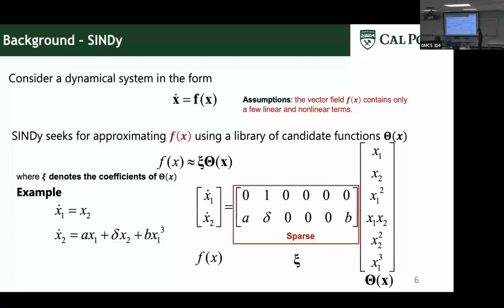One example here is the classical Duffing oscillator, which is the classical way we represent this dynamical system. If we assume these are our candidate functions, we have this linear term, these quadratic terms, and this cubic term, and we can also represent our f(x), our vector field, by C and also Theta here. It's just matrix multiplication, and you will see this is a sparse matrix with a lot of zeros. This aligns with our assumption that the vector field will only contain a few terms.